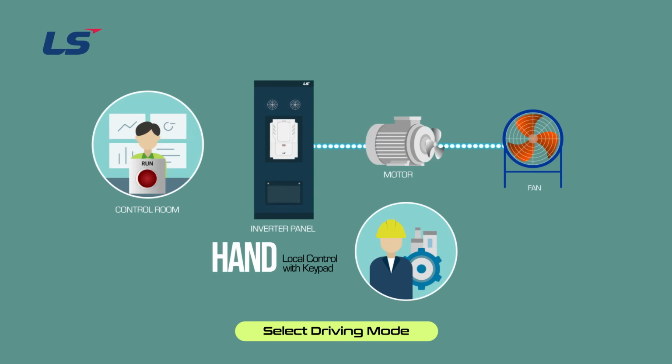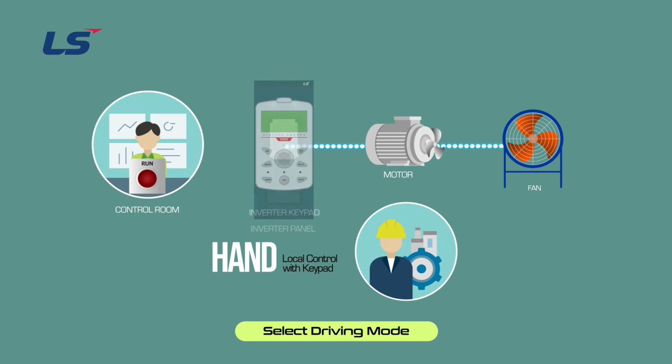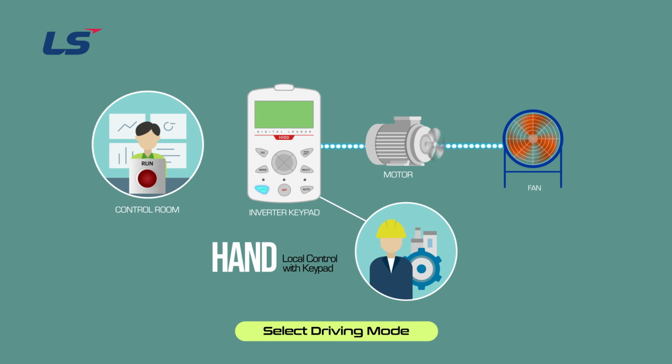In the case of a one-person workplace, the hand mode is a mode in which an engineer can test drive from the local to the inverter keypad during load test operation. At this time, the inverter does not work even if the remote gives a driving command or a frequency command.